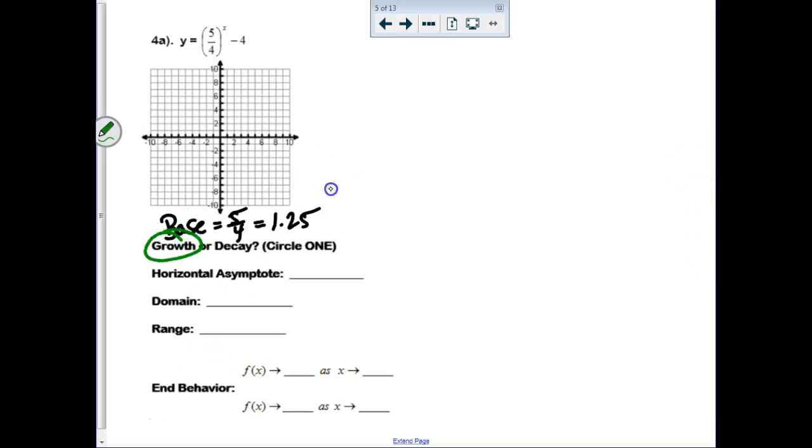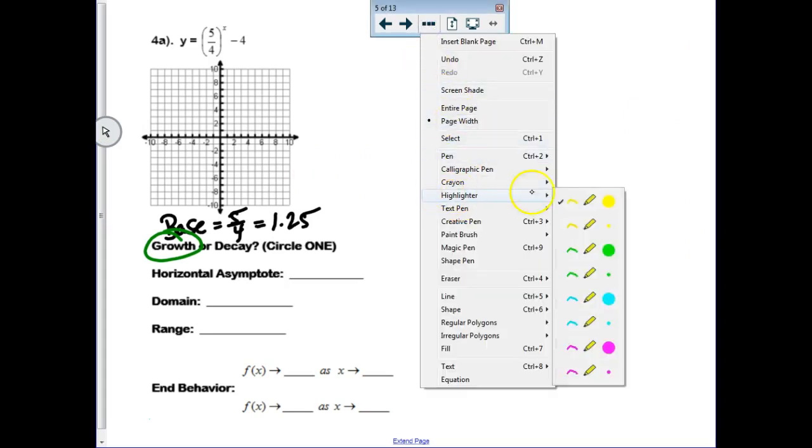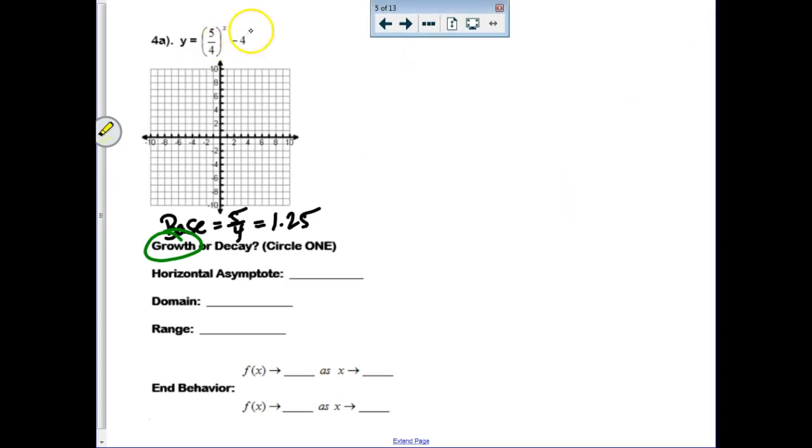The next question, I'm also kind of hoping you can answer without really grabbing the graphing calculator, because we know that any vertical shift is going to move the horizontal asymptote location. So if your vertical shift is down 4, that means your vertical asymptote, sorry, not vertical, horizontal asymptote is also going to be at down 4, which is y equals -4.